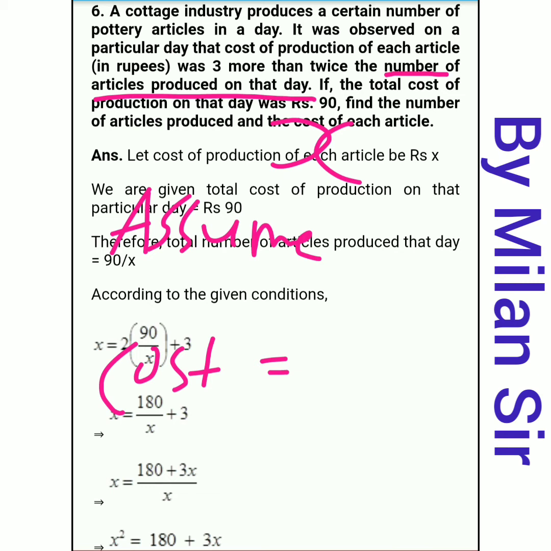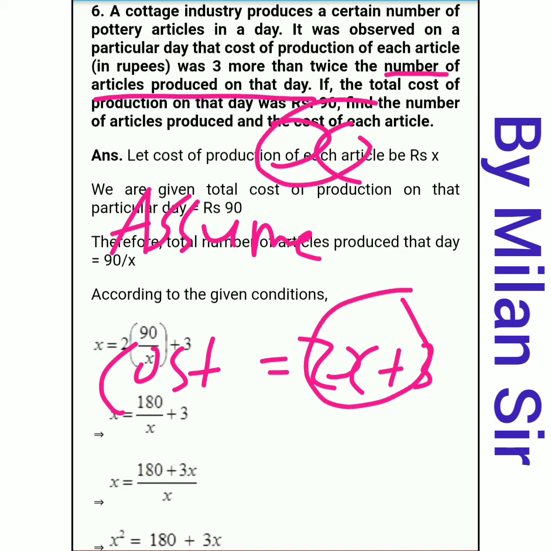So first of all, twice the articles produced is 2x, because we assume the number of articles produced is equal to x. Twice the number of articles produced means 2x, and 3 more than means plus 3. We need to add 3. So cost is equal to 2x plus 3. So the number of articles produced is x, and the cost of each article is 2x plus 3.